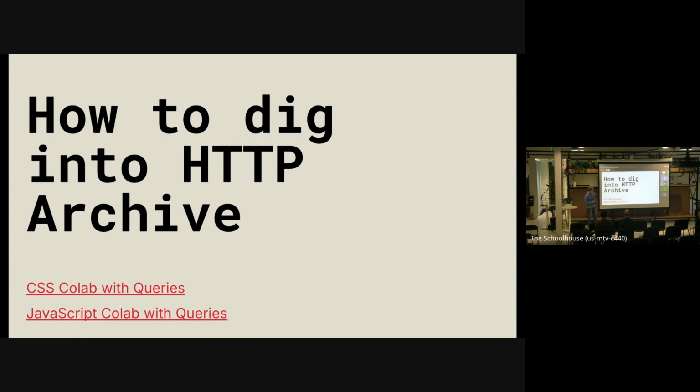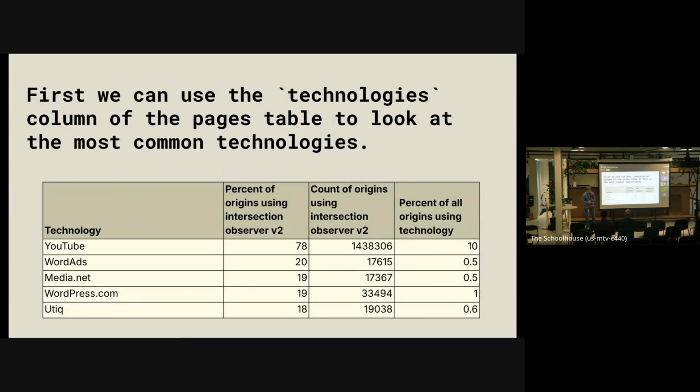Okay, so since this is an engineering conference, I thought people would want to know how I did this. I'll talk a little bit about how to dig in HTTP Archive, and I have links in the slides to Google Colabs, which you can use to do this yourself. The first thing I do when I look at a feature and what's using it is take that technology detection and make a chart like this. This was Intersection Observer V2. You can see YouTube: 78% of origins that have YouTube embeds are using Intersection Observer V2, and if we look at all YouTube embeds, that's about 10% of the origins seen on HTTP Archive. And then you can see some other technologies too.